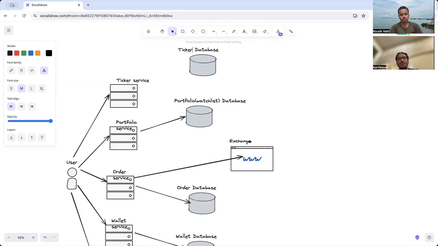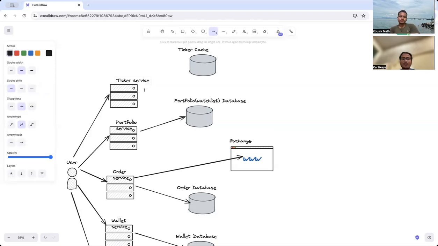So we have basically talked about three use cases, and all three use cases point toward one thing: we don't really need a database here. Instead, what we need is a cache. So we can have a cache.